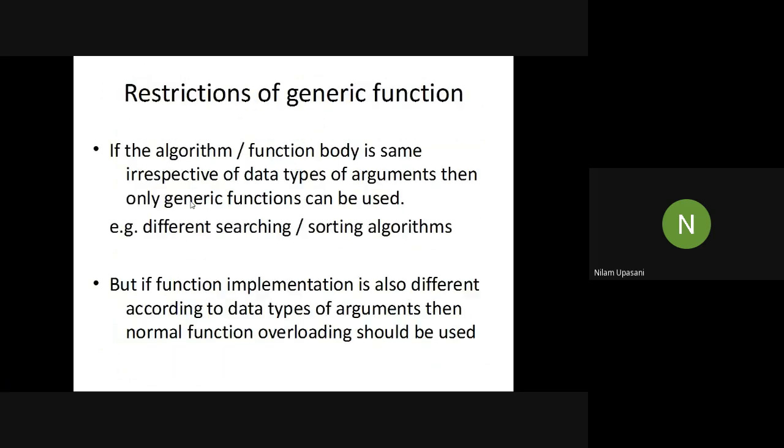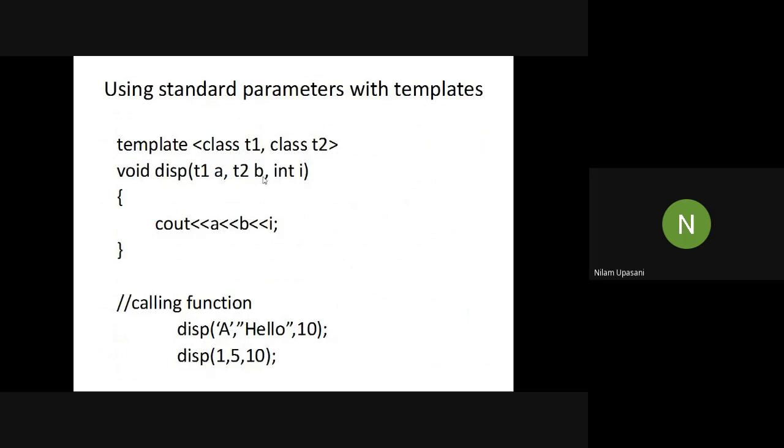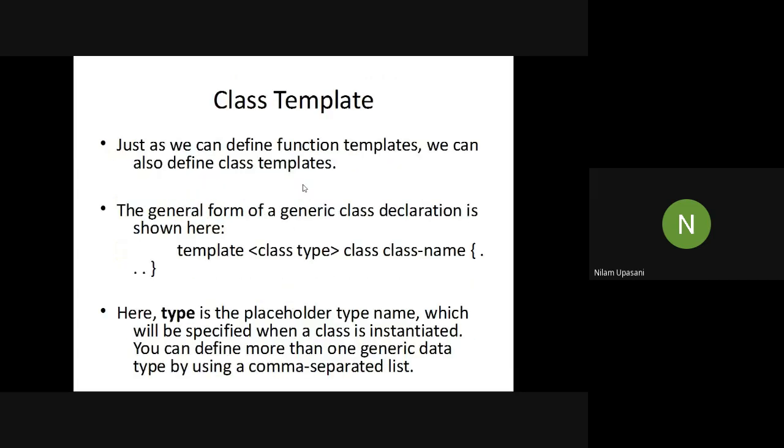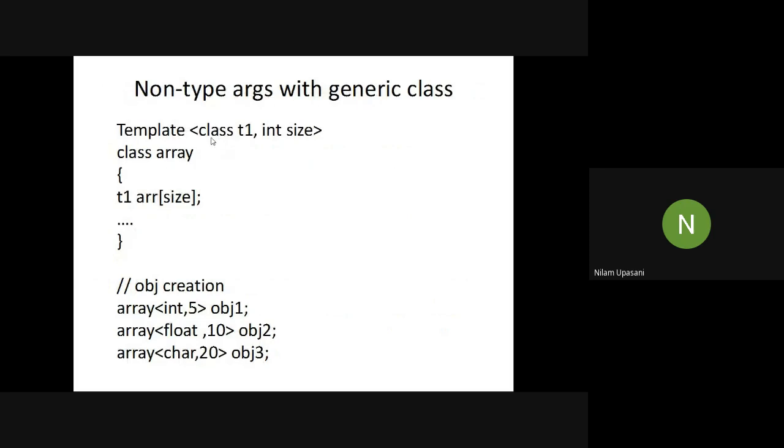I told you about this generic function: the first two arguments can be of any type, whereas the third will always be an integer. So I can use a combination. Similarly with a template class also, I can use a combination. I'm not sure about the data type for one parameter, but the second will always be of type integer.